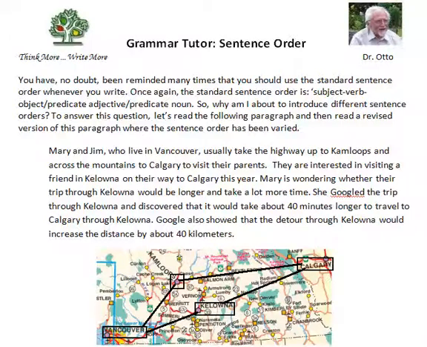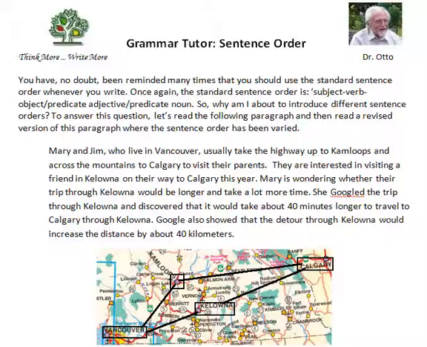You have no doubt been reminded many times that you should use the standard sentence order whenever you write. Once again, the standard sentence order is subject, verb, object / predicate adjective / predicate noun. So, why am I about to introduce different sentence orders?